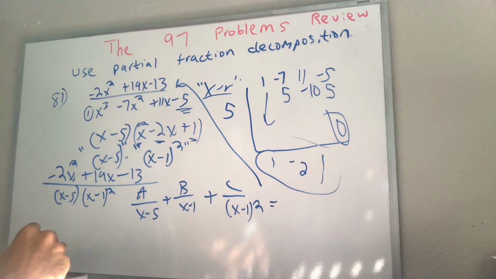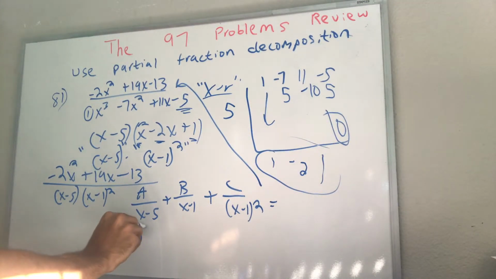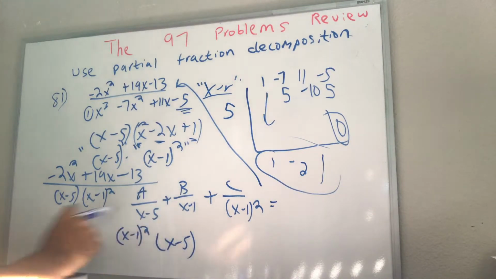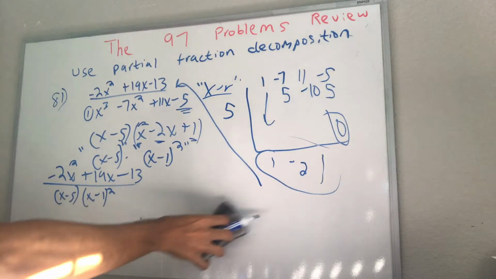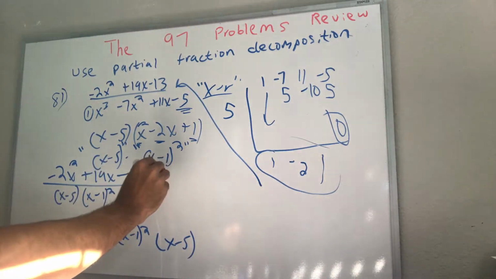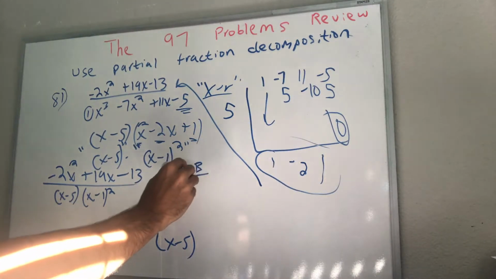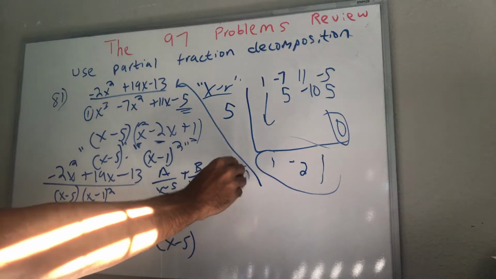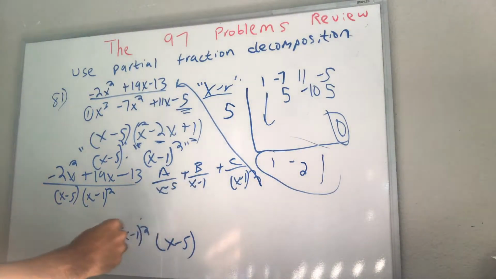And so how would I do that? Well, I have x minus 1 squared times x minus 5. This is what I have here. So I can just erase this here quickly. If you want, I could write that over here just quickly. So I have a divided by x minus 5 plus b divided by x minus 1 plus c divided by x minus 1 squared. And so we know that this must equal this expression over here. Well, we want to find the common denominator, which we have here.